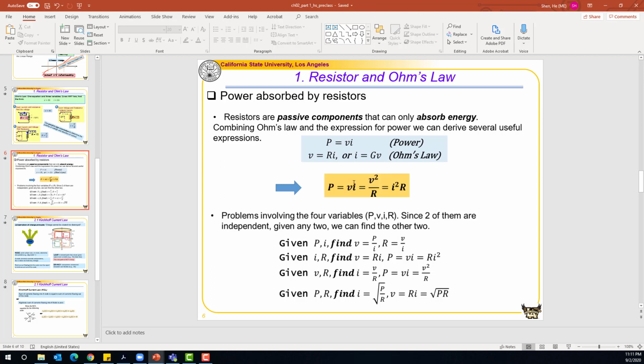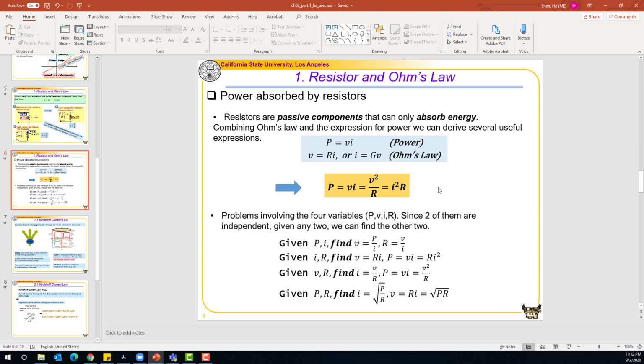If we replace the current I by using V over R, we will have V squared over R. If we replace voltage V by using I times R, we will have another expression, I squared times R. So these 2 expressions will be very common equations for us to calculate the power absorbed by a resistor.